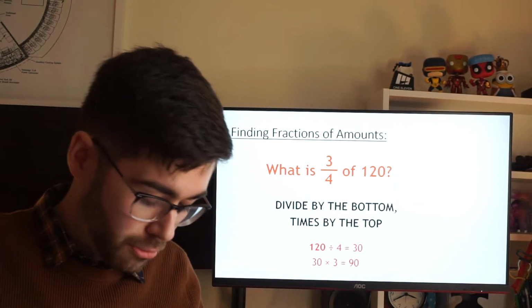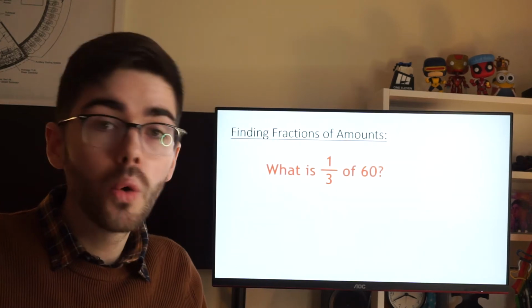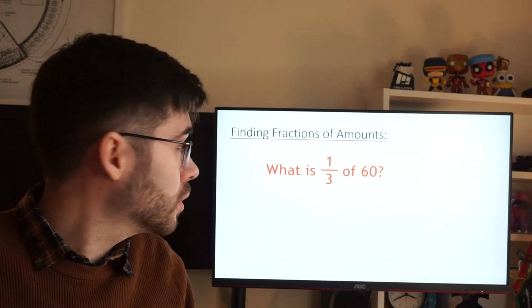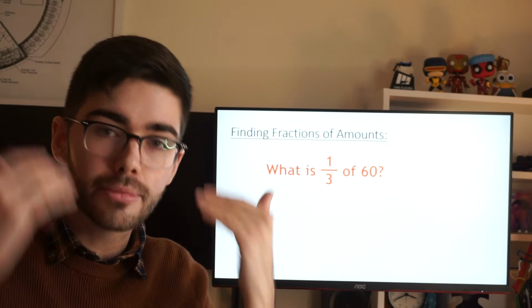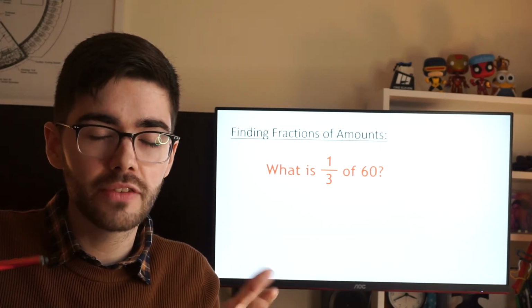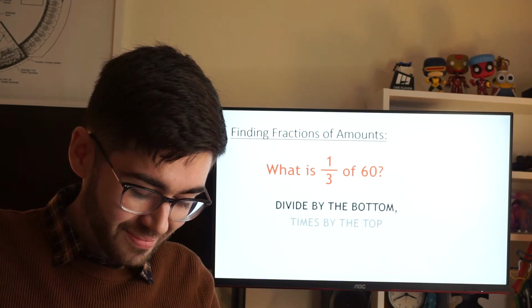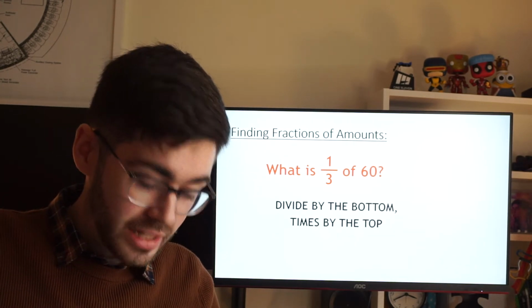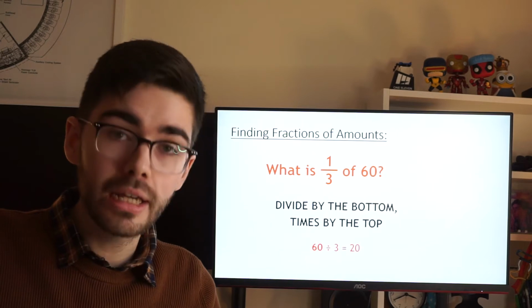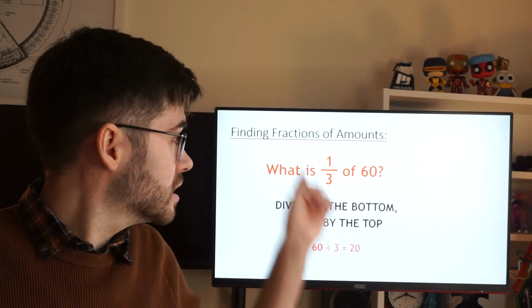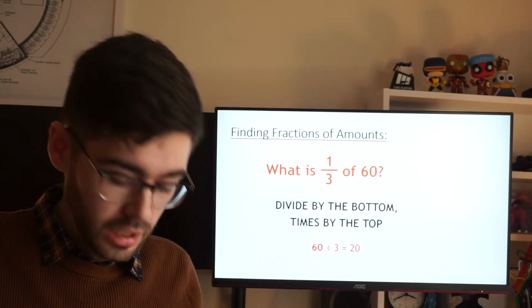Let's practice with a few more questions. What's a third of 60? For this one, all we have to do, remember our concept. What is our concept? How do we find a fraction of an amount? You tell me. Divide by the bottom, times by the top. That's what we need to remember. So I take my 60, I divide it by 3, I get 20. Take that 20, times it by 1, it is of course still just 20.